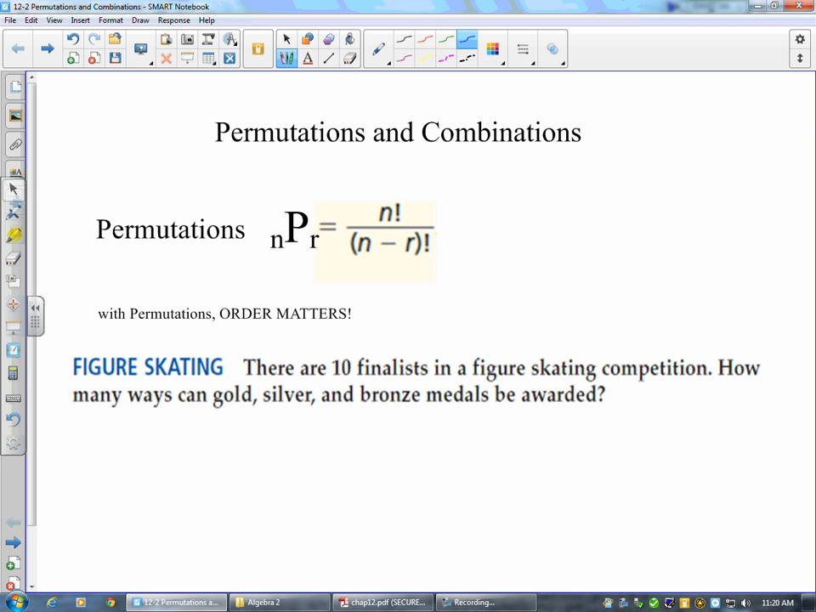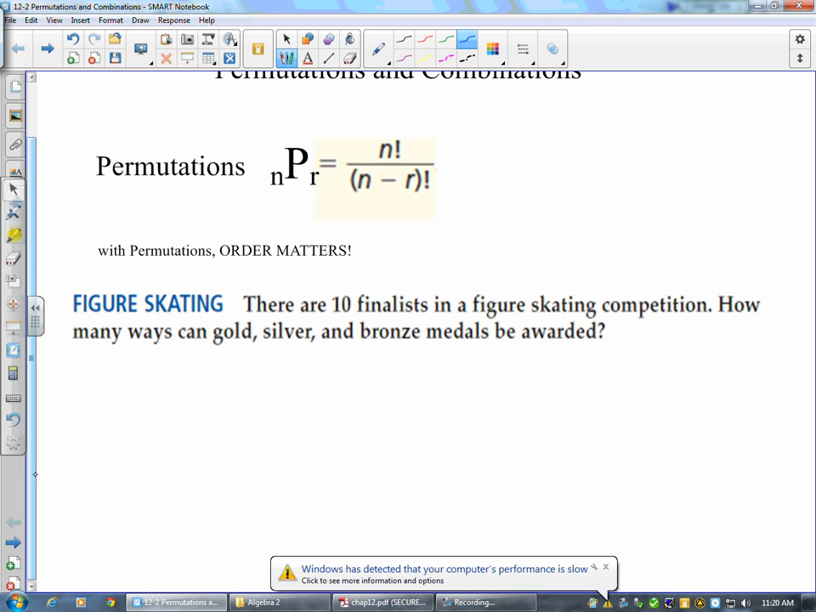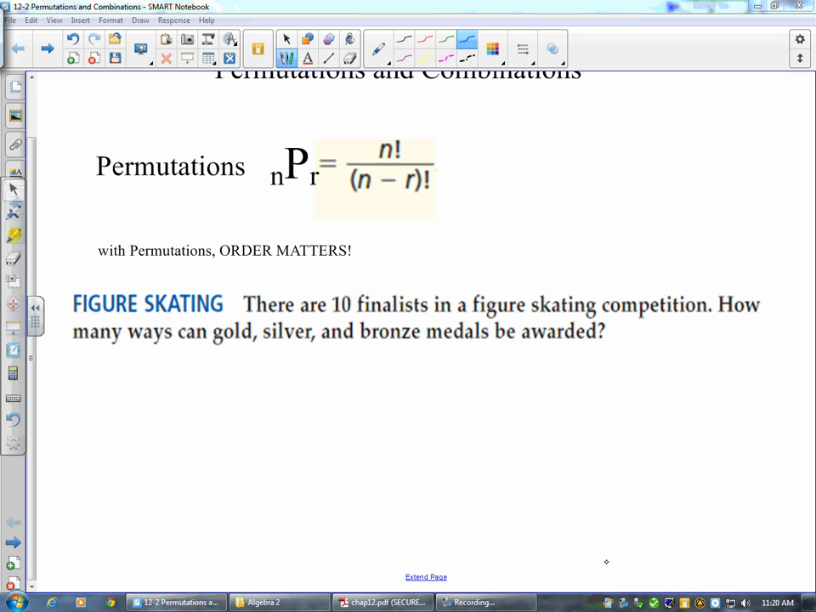Okay, so here's the formula. They call it n choose r, which equals n factorial over n minus r factorial. So here's what we're going to use this for. Say figure skating. There are 10 finalists in a figure skating competition. How many ways can gold, silver, and bronze medals be awarded?